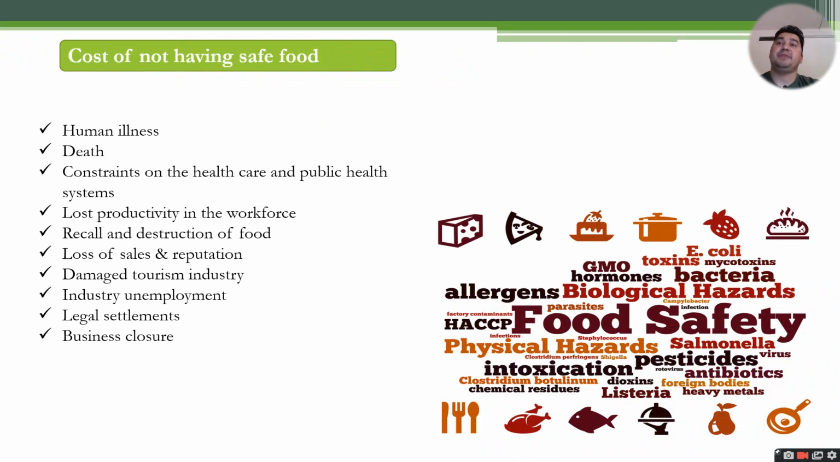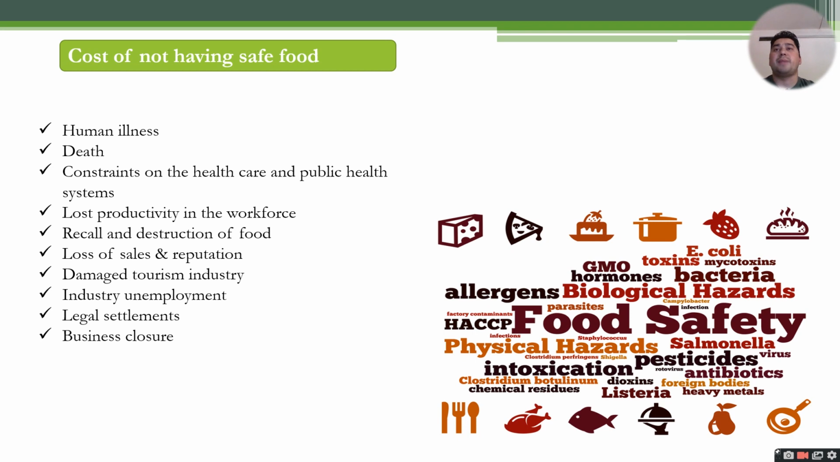Also, having safe food: if you do not have safe food, what can go wrong? It can cause human illness, death, and constraints on healthcare and public health systems. After that, lost productivity in the workforce, recall and destruction of food, loss of sales and reputation can happen, along with a damaged tourism industry, unemployment, legal settlements, and business closure.